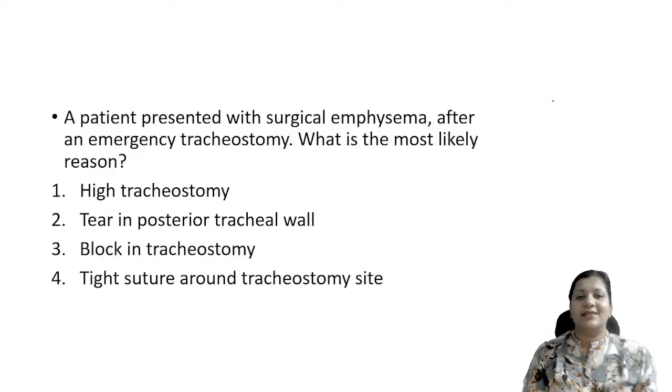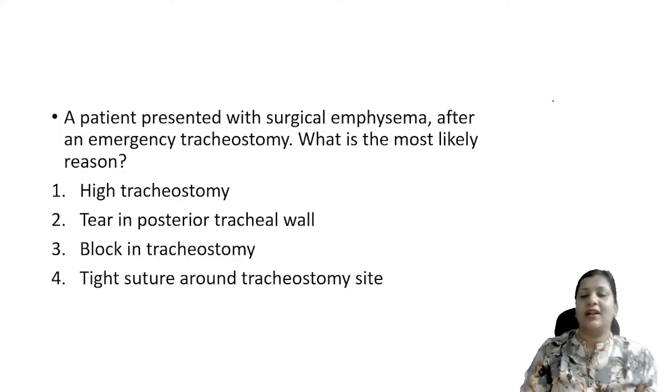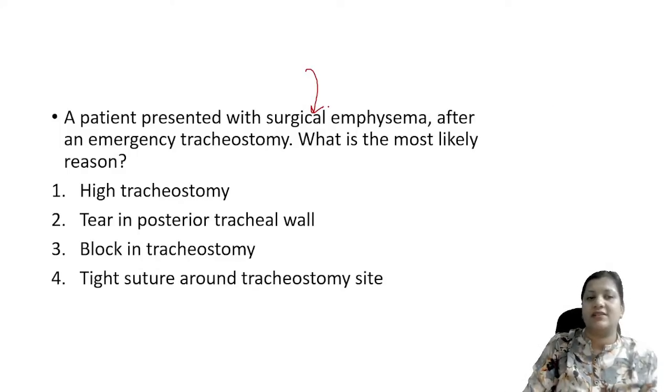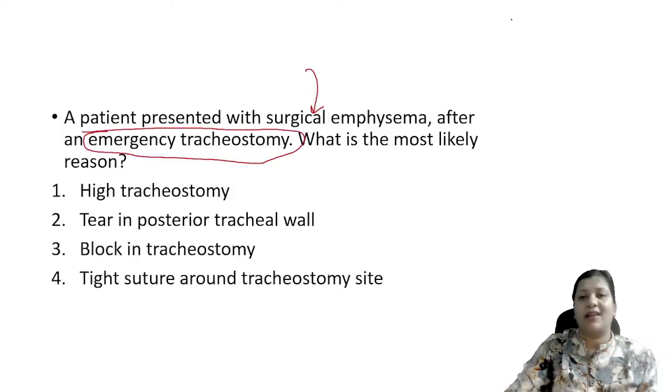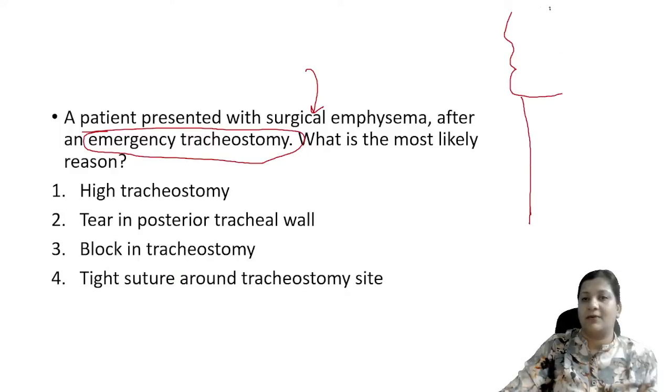A patient presented with surgical emphysema after an emergency tracheostomy. What is the most likely reason? High tracheostomy, tear in the posterior wall of the trachea, block in the tracheostomy, or a tight suture around the tracheostomy site. So they're telling you there is a surgical emphysema following an emergency tracheostomy that you have done. What is the cause of this subcutaneous emphysema?